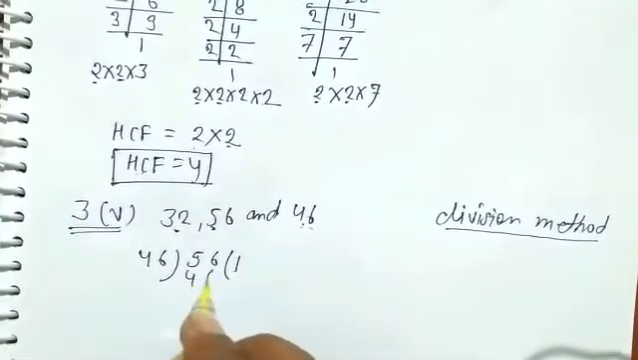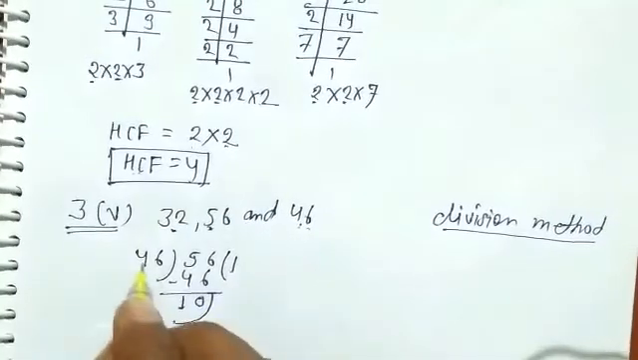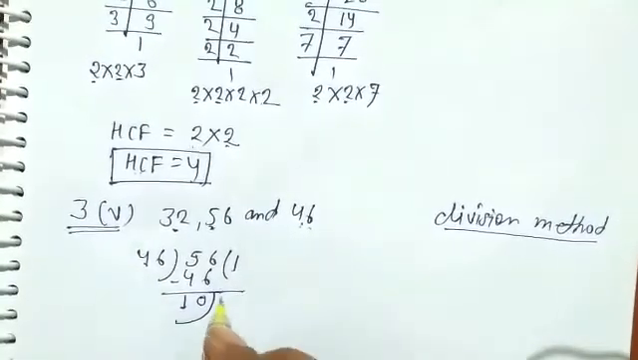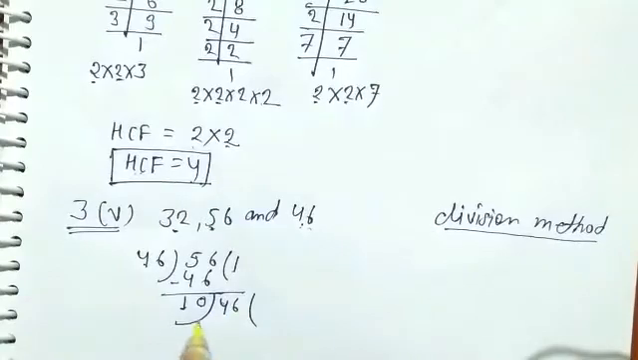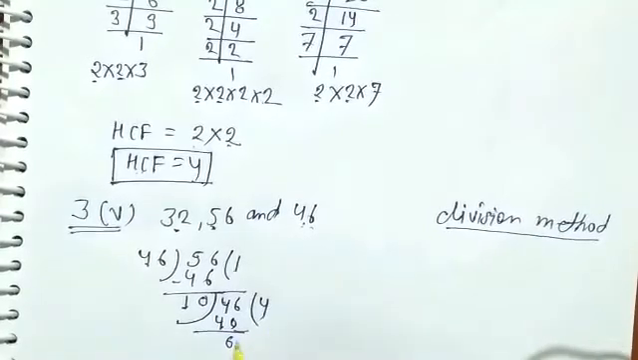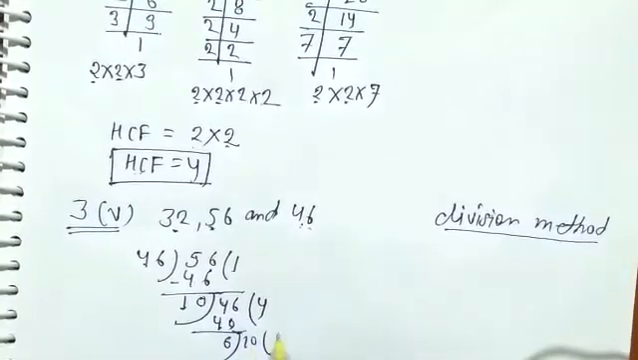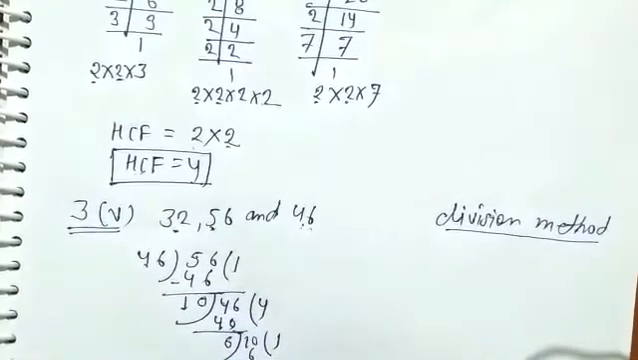46 ones are 46. Subtract, this is 0 and this is 1. The remainder is 10 there. Now this remainder will be the divisor and this 46 will be the dividend. So 10 fours are 40. Now subtract, this 6 will be the remainder. Now 6 will be the divisor and 10 will be the dividend. 6 ones are 6. Now the remainder is 4.